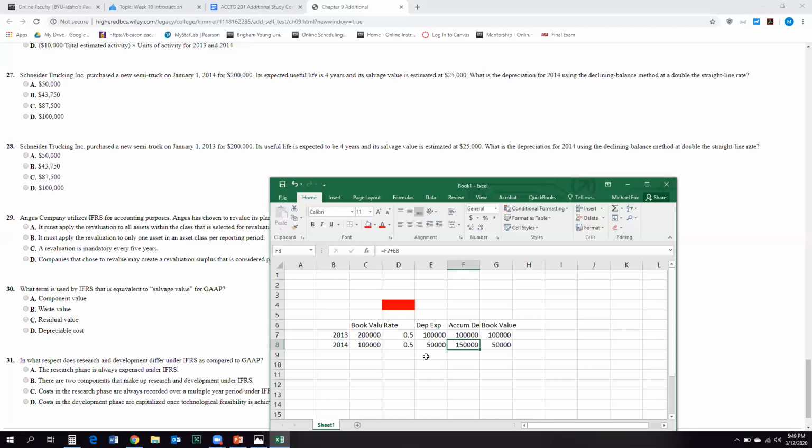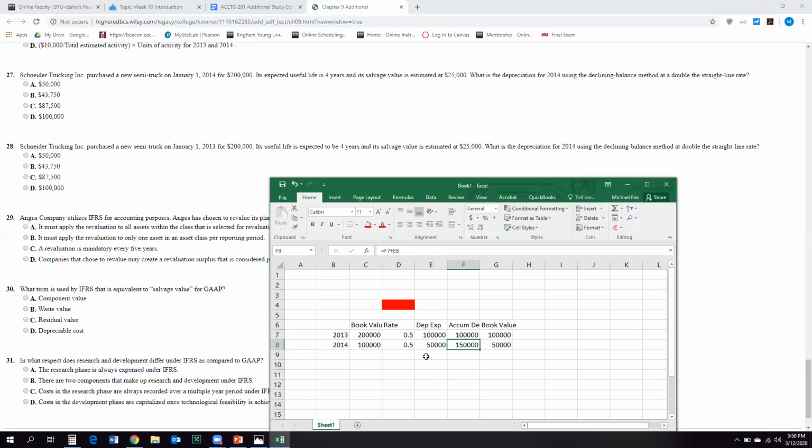But if I do 1/4, isn't that it? Oh, okay, that's the straight line rate, 1/4. So you have to double it for the declining balance method. It says at double the straight line rate. So if you know what that is, then you just double it. But yeah, 1/4 gave us the straight line rate.